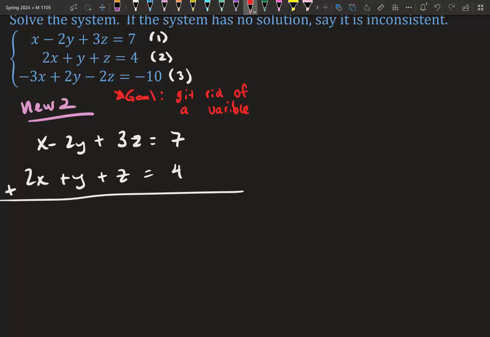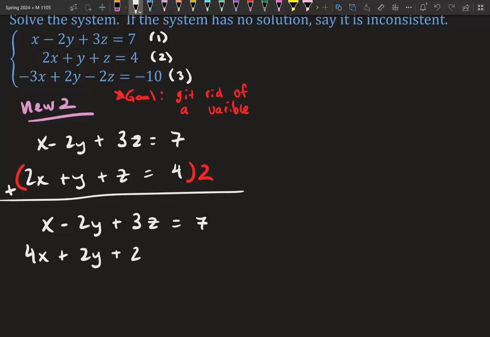So in order to get them to be the same number, we need to multiply the denominator by 2. So the top we did not touch, just rewrite it. X minus 2y plus 3z equals 7. Now on the bottom, we're going to distribute 2. So 2 times 2x, that's 4x. 2 times y is 2y. 2 times z is 2z. And 2 times 4 is 8.